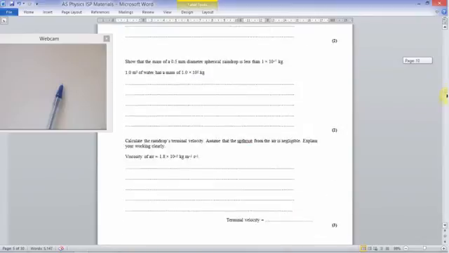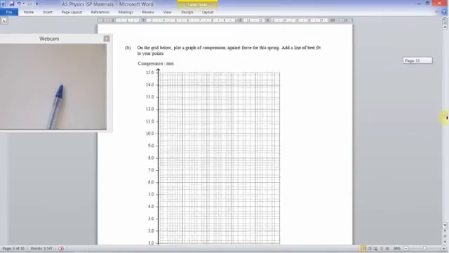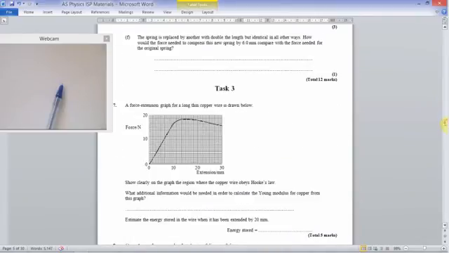So let's get stuck into the questions. Okay, here we go. A force extension graph for thin copper wire is drawn. Show clearly on the graph the region at which copper wire obeys Hooke's law. So just over here, you can circle it, or you can do a little curly bracket to show that it's this area over here where force is proportional to extension, where it looks like a straight line through the origin. That's where it obeys Hooke's law.